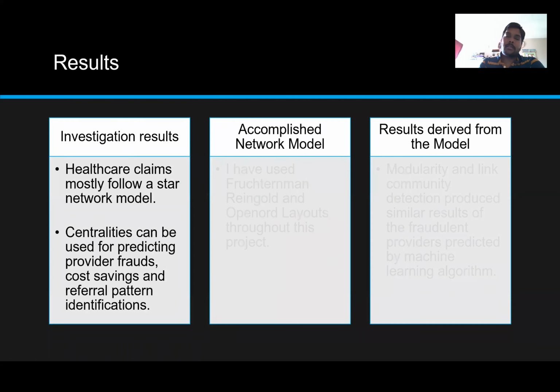What are the results in this model which I have created as part of the project? The investigation result is that healthcare claims mostly follow a star network model, because more members tend to have fewer providers between them. Centralities can be used for predicting provider frauds, cost savings, and referral pattern identification. Basically, provider frauds, cost savings, that is physician centralities, and referral patterns can be identified using centralities. I'm going to show you in a while.